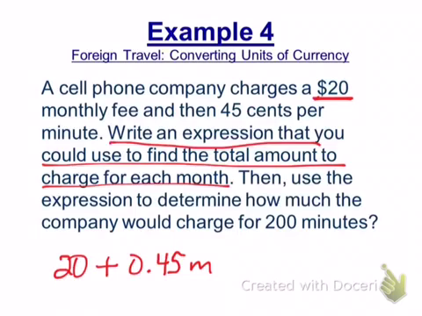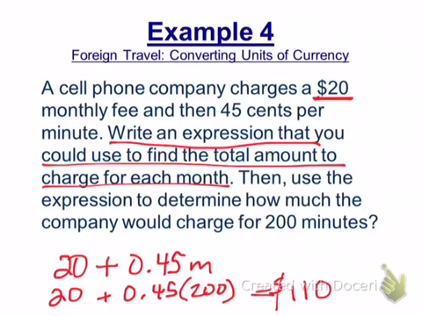And then use the expression to determine how much the company would charge for 200 minutes. For 200 minutes, what would I do? Make the substitution: 0.45 times 200. That would equal $9. You sure about that? I think it's $90. 200, it's 100 times 2. The 100 will move the decimal 2 places and then multiply it by 2. $90 plus $20 is $110 for the total bill.